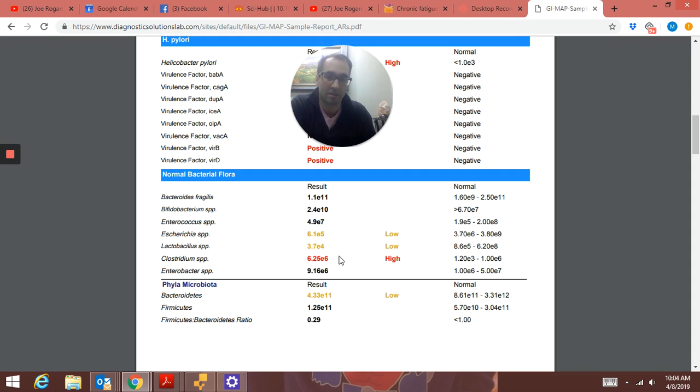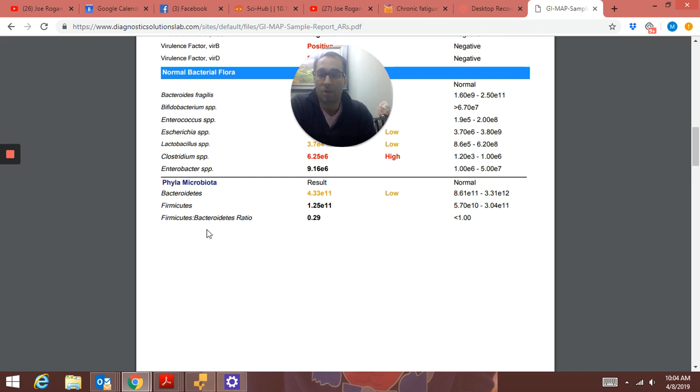So you can see she has, I don't know if it's a he or she, but she has an infection, and we're going to see that the things that protect her from that infection are gone down. Then the ratios between Bacteroidetes and Firmicutes.